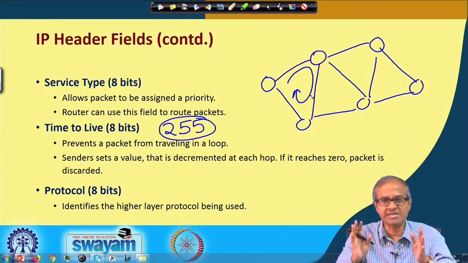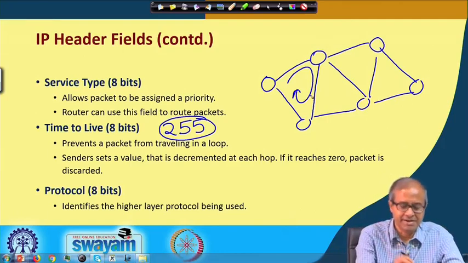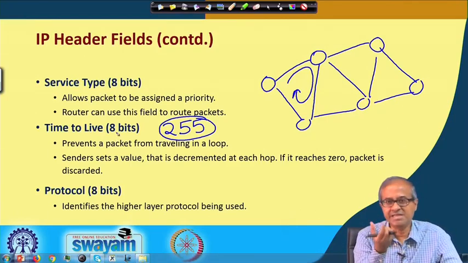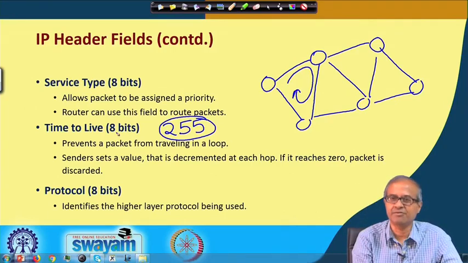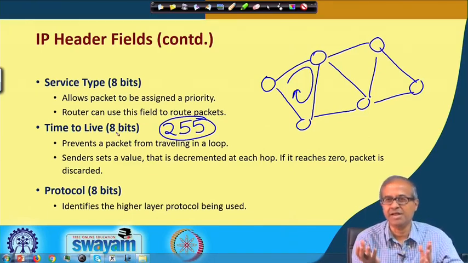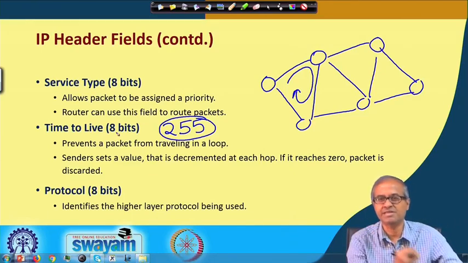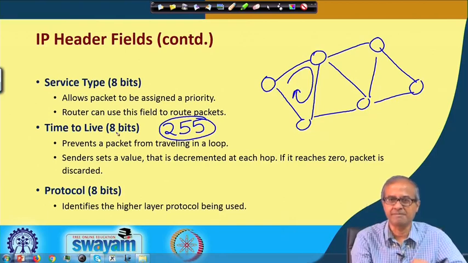Now, you do not want such a situation to happen. Now, this time to live is a field which is put in the header with an initial value. Now, how much initial value? That depends on the network, you can set that value, suppose 50.